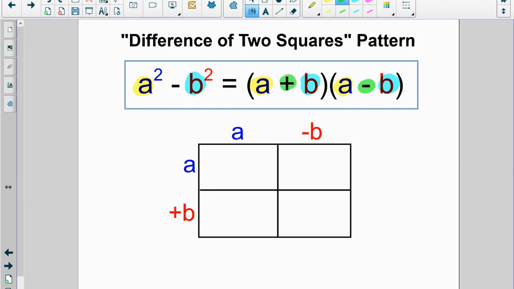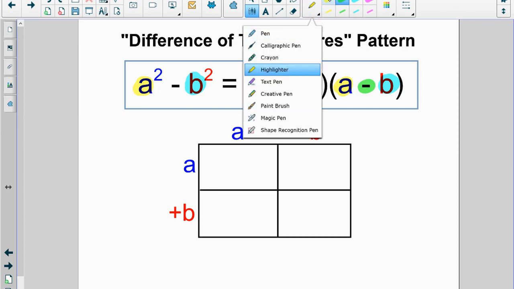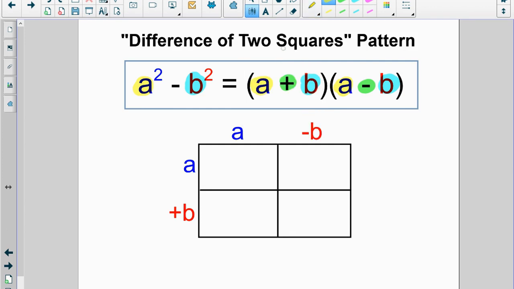So if I use my area model to prove that, or to show how I get a squared minus b squared, I started by setting up the a plus b on the side and a minus b on the top. So there's my area model showing how to multiply my two factors together. So a times a is a squared. A times negative b is negative ab. In the bottom row, a times b is positive ab. And in the last box, a positive times a negative is negative b times b is b squared.